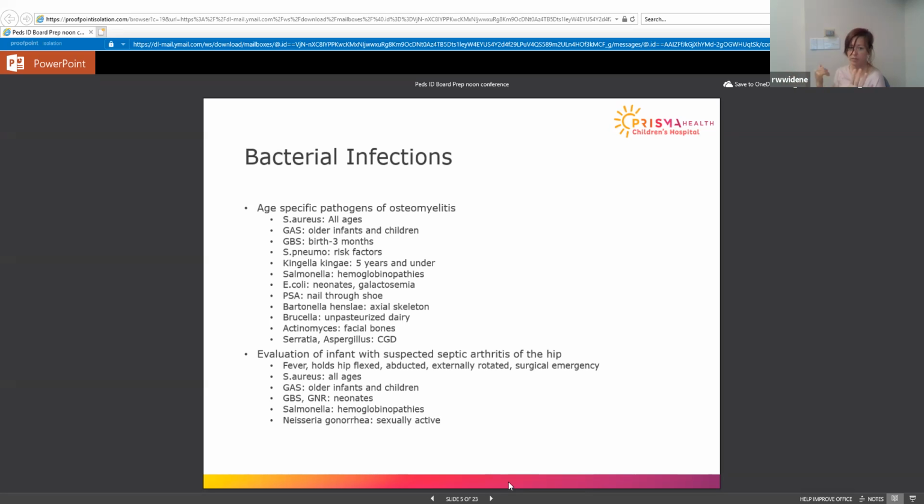Again, Staph aureus is going to be all ages. Group A strep is the same as osteo. Group B strep and gram negatives are your neonates, Salmonella your hemoglobinopathy, so all the same as osteo. But then add to that gonorrhea if they're sexually active for septic arthritis. I meant to put Kingella in there too, because you can get arthritis from that.